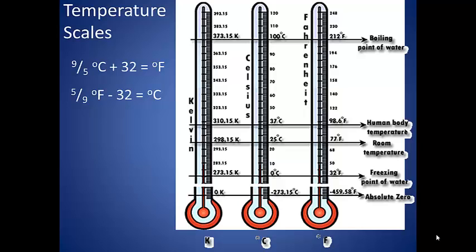On the Kelvin scale, 0 Kelvin is the lowest possible temperature that can be obtained. At this point, referred to as absolute zero, the particles would have zero kinetic energy. The gradations of a Kelvin scale are equal to the gradations on the Celsius scale. This means that an increase of 1 degree Celsius is also an increase of 1 Kelvin.